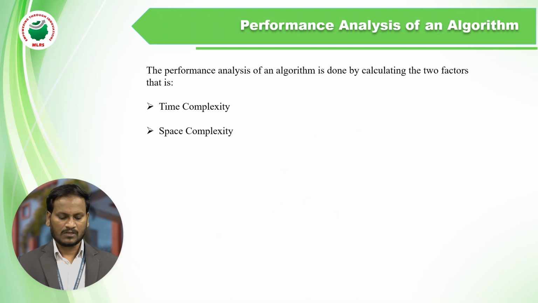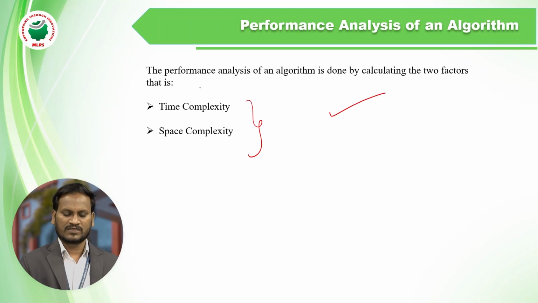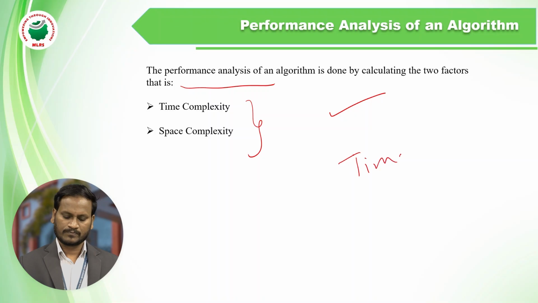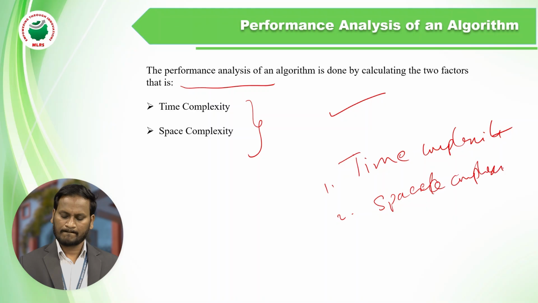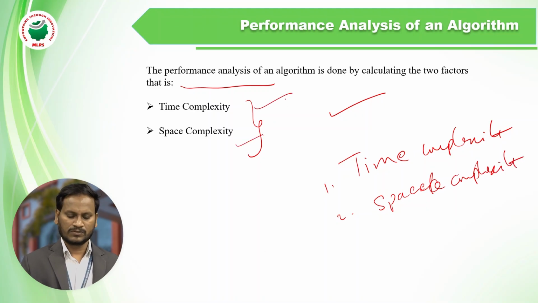Next, how do we calculate performance of an algorithm? By using these two components, we can calculate performance of an algorithm. First one is time complexity. Second one, space complexity. What is time complexity? What is space complexity? By using these two parameters, we will calculate the performance of an algorithm.